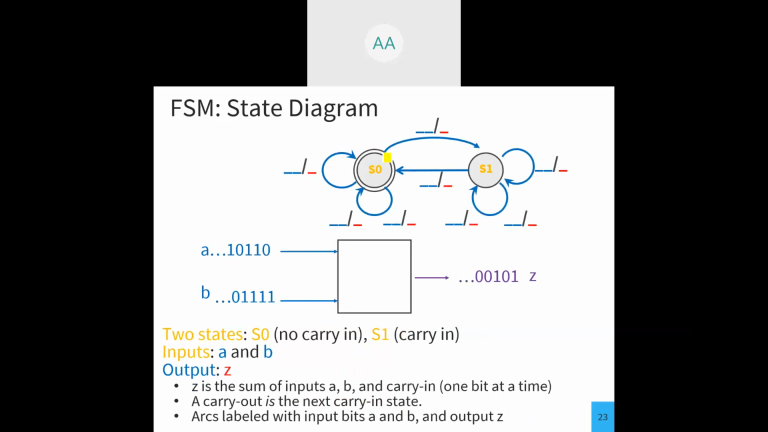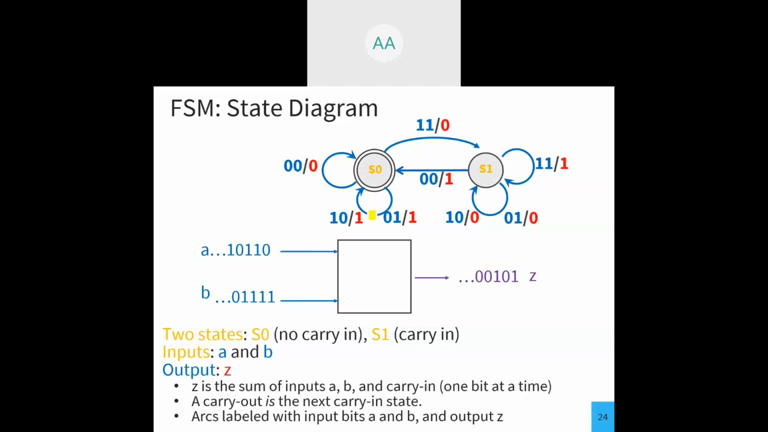So we have two inputs, right? And here we know that the output Z depends on what? It depends on the input, because we are adding, right? So actually this is what machine? Is the Mealy machine. So here we have two states. So here is the state diagram.